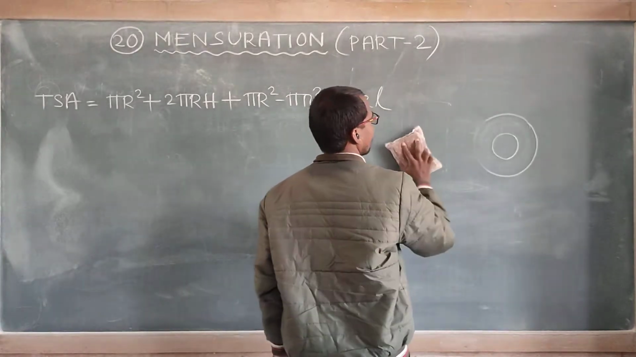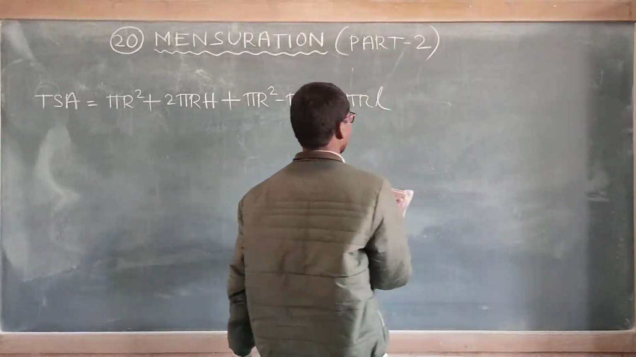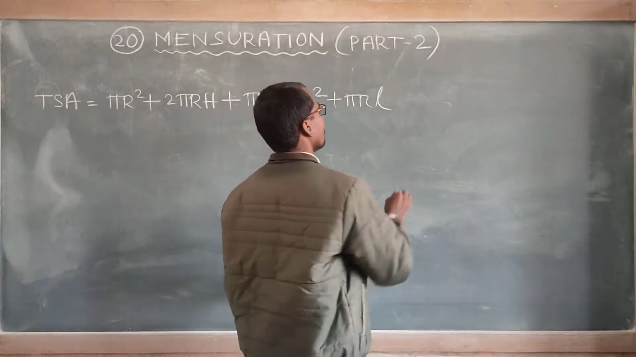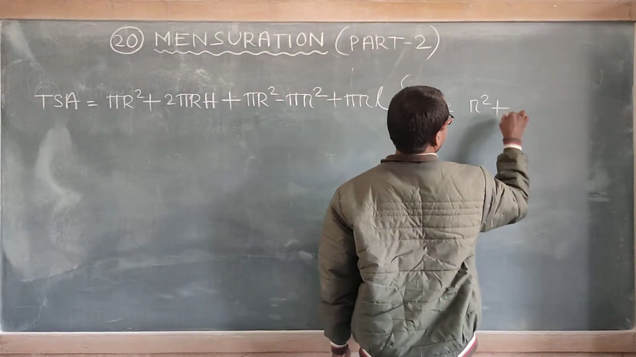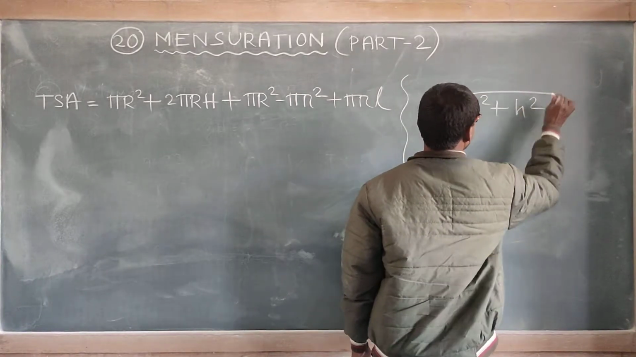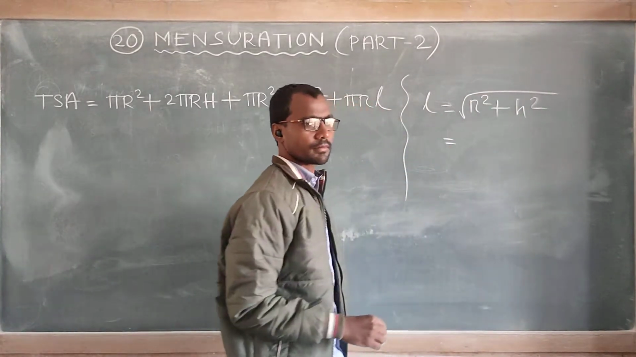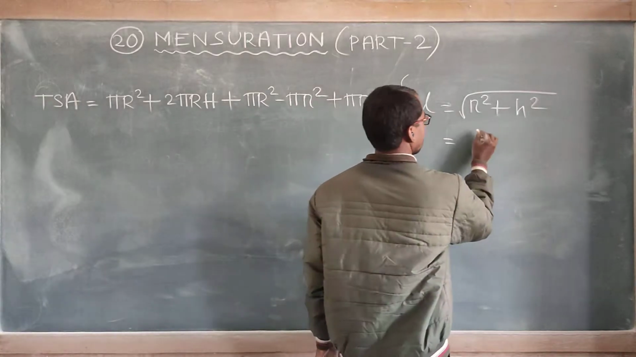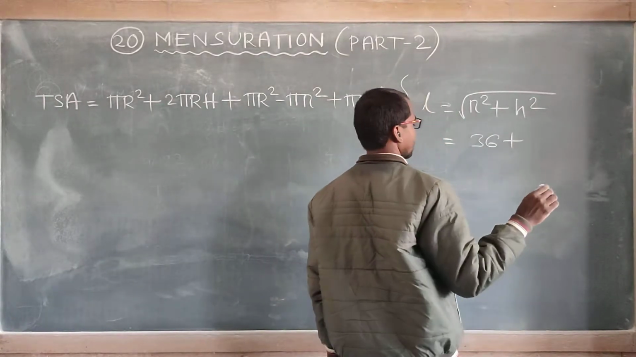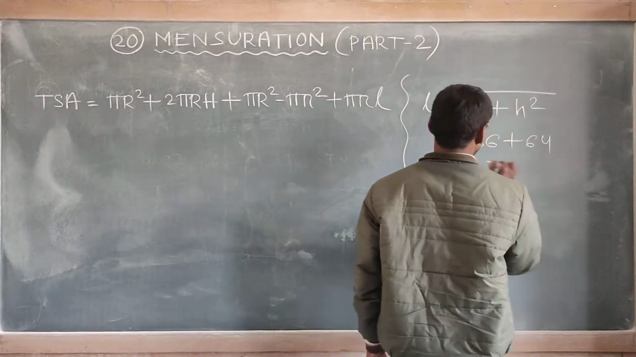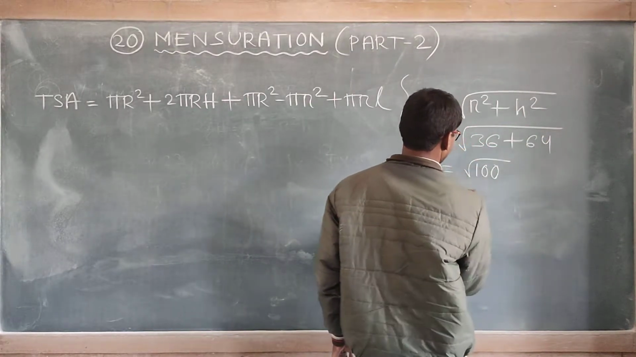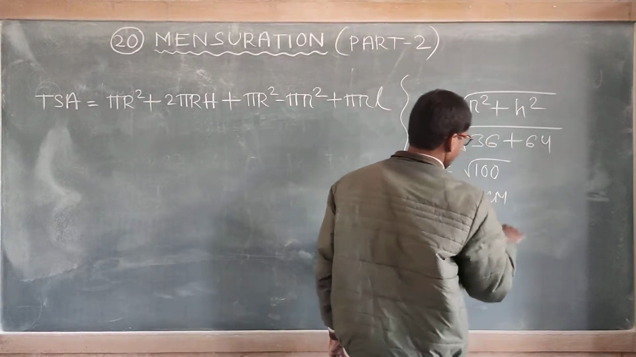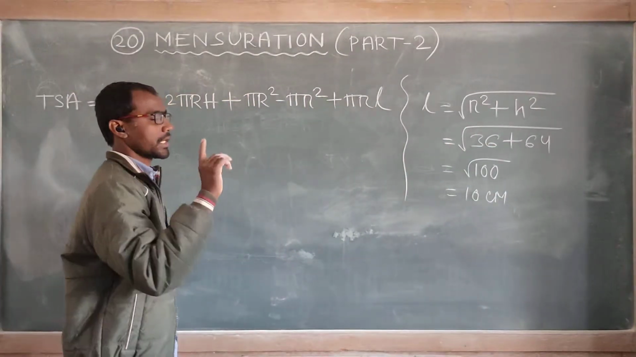So let us find l. I have forgotten to find l. l is equal to square root of r square plus h square using Pythagoras theorem. r is 6, 6 square is 36, h is 8, 8 square is 64, which is 100, square root, which is 10 cm. So l is 10 cm.